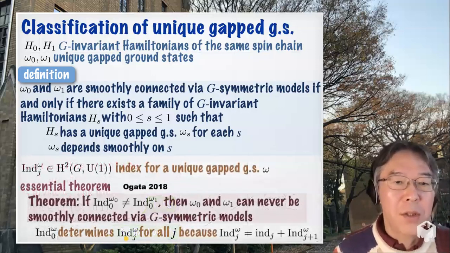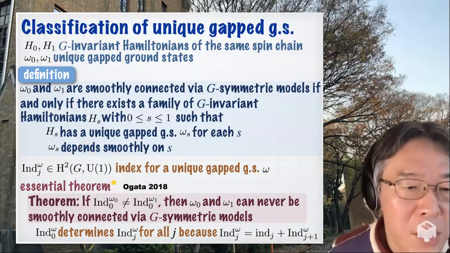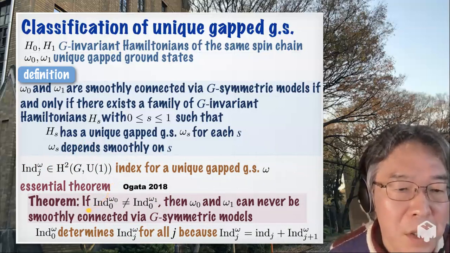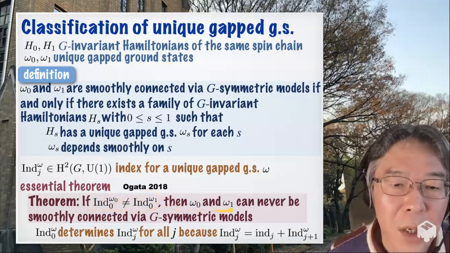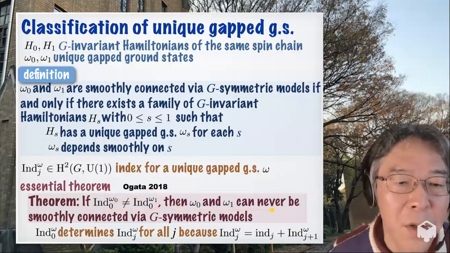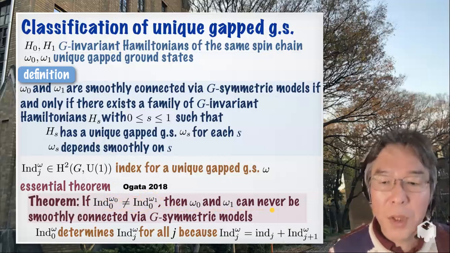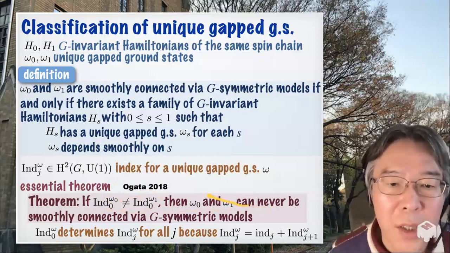Now we have the Ogata index. For any omega and j, we have the Ogata index, which takes value in the second group cohomology. The essential theorem, which we briefly mentioned, was proved by Ogata in 2018. It says that if the indices at the origin of omega 0 and omega 1 are different, then these two ground states are never connected smoothly via G-symmetric models. So they do belong to different SPT phases.